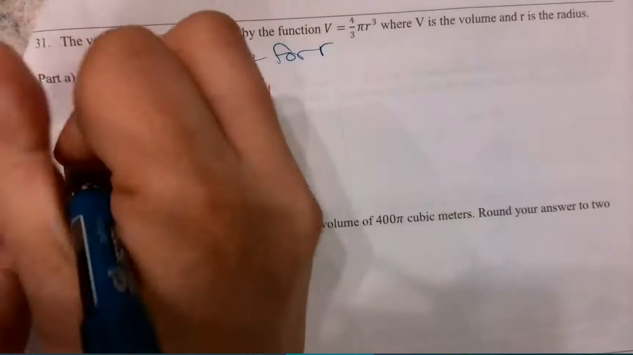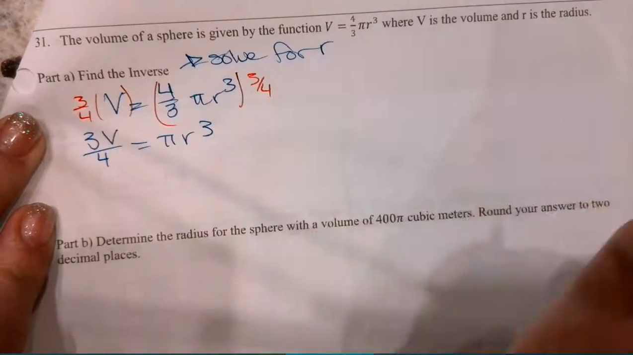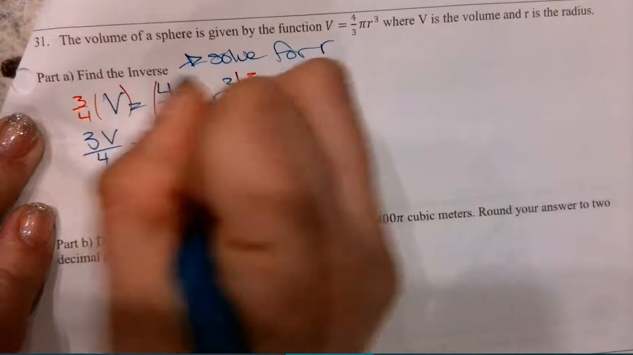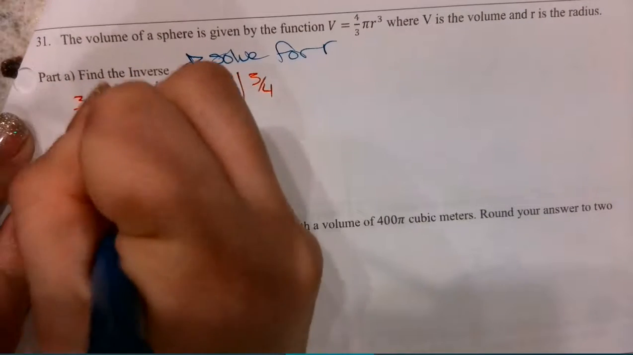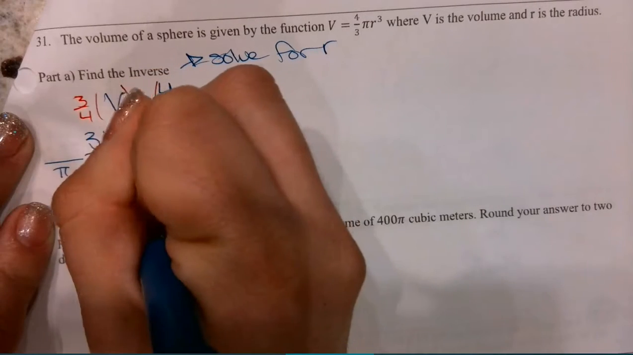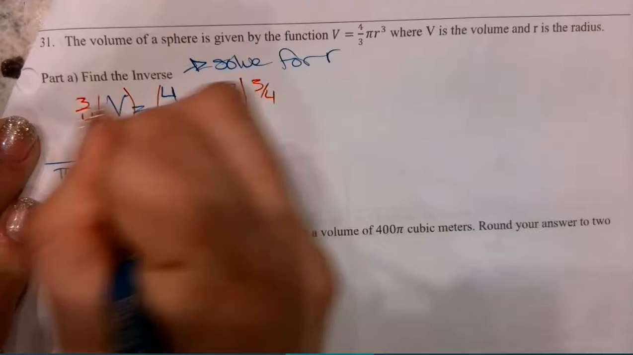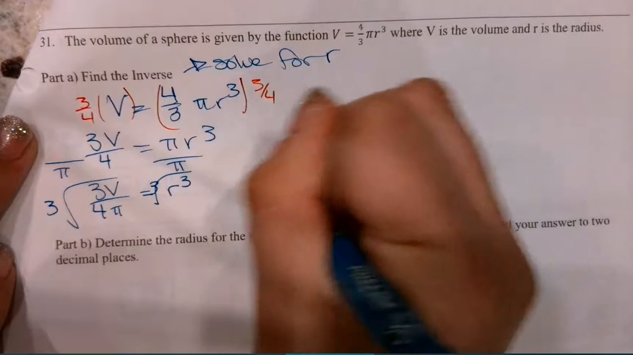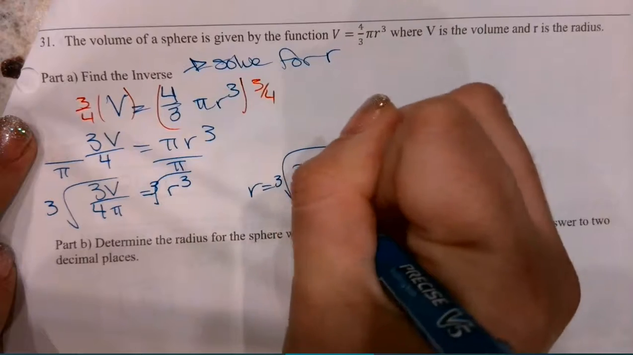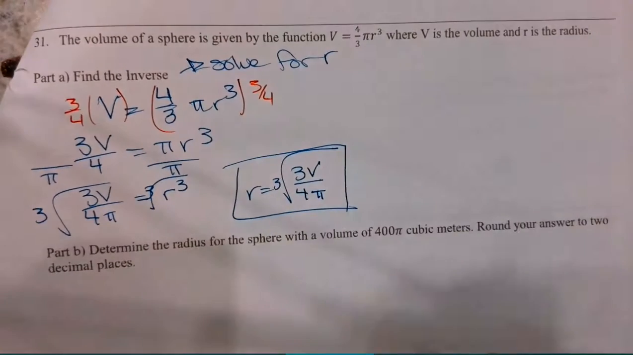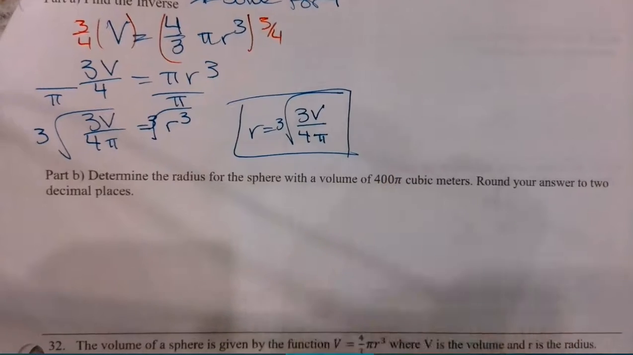That gets me 3V over 4 equals pi r cubed. Then I want to divide both sides by pi. Pi will go with the 4 on the bottom. Then I have r cubed, so I have to find the cube root. R equals the cube root of 3V over 4 pi. That is my inverse. And then I want to figure out the radius for the volume of 400 cubic meters.